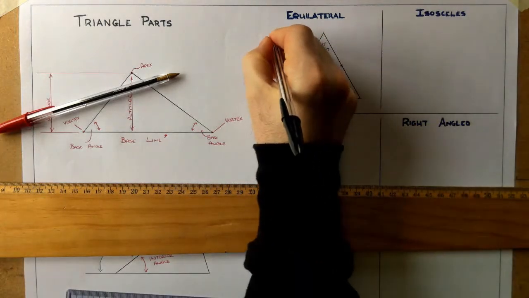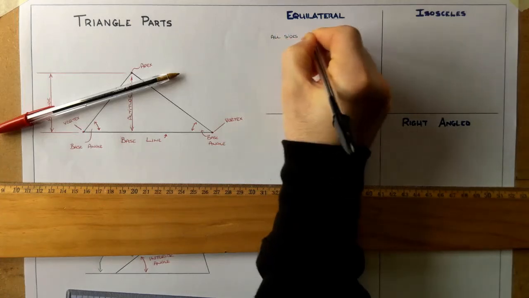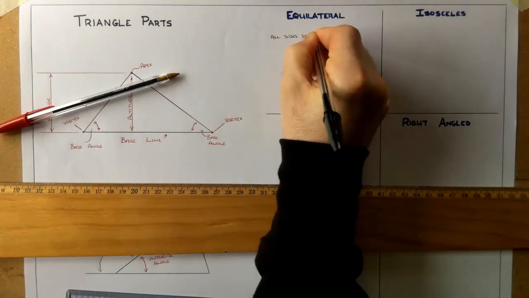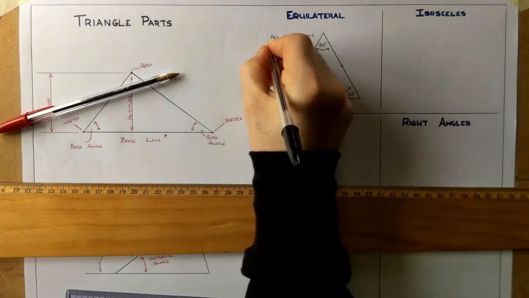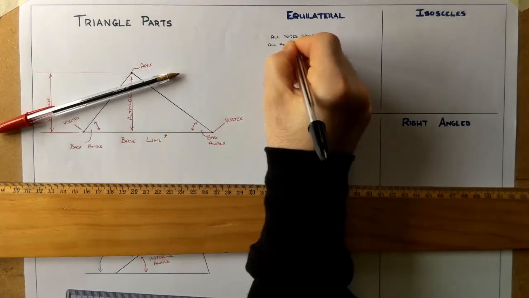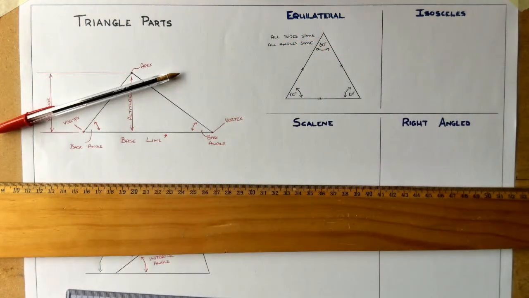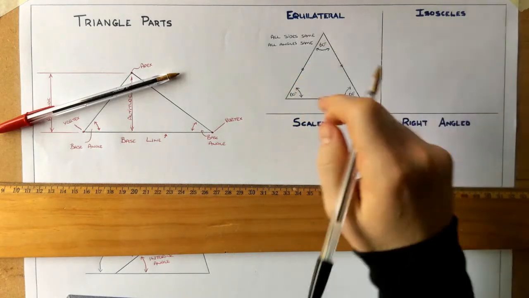So we'll write that in. All sides same, and then all angles same. Okay, so all sides same length, all angles same. 60 degrees, 60 degrees, 60 degrees.